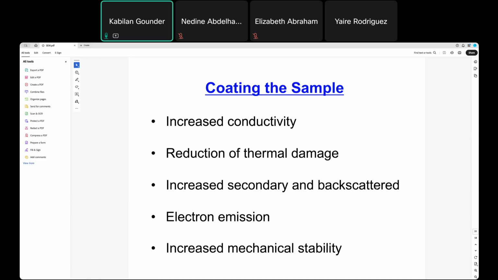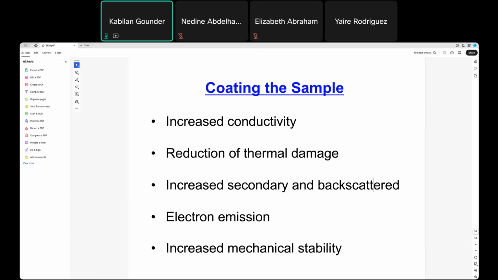Also, the mechanical stability, because you coated the surface with gold particles or carbon, that also gives mechanical stability for your samples. So these 5 important points are to consider for why you need to coat your samples.